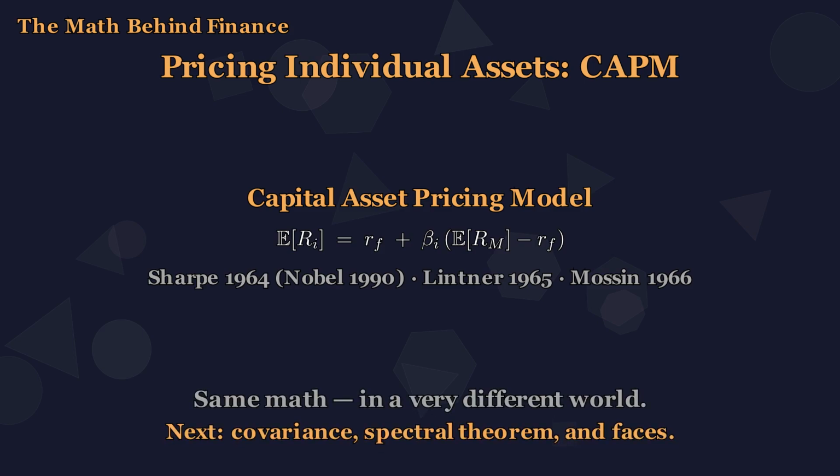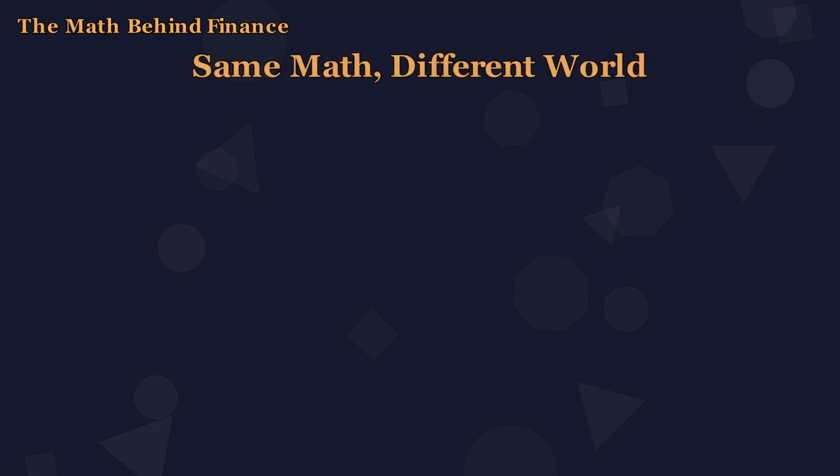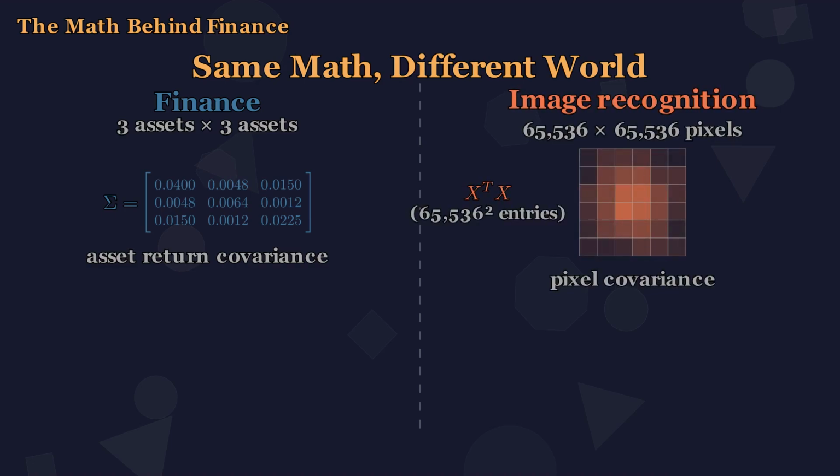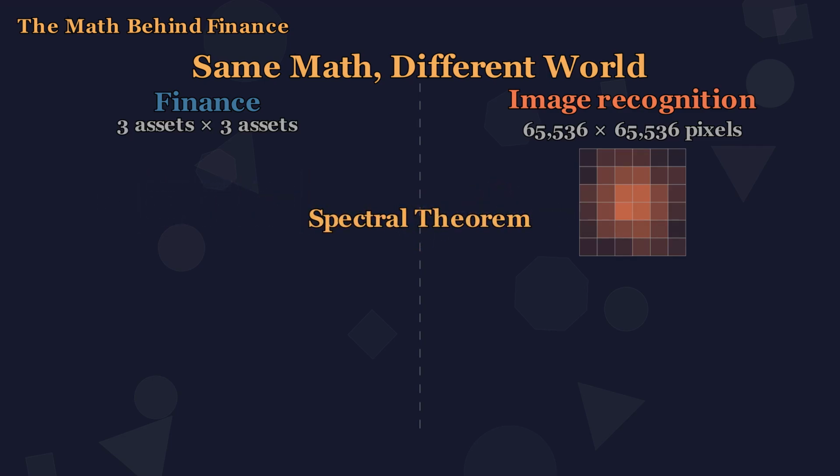But here's where things get interesting. The covariance matrix that built all of this also builds something completely unrelated. Here's something remarkable. The covariance matrix sigma that built our entire portfolio theory has a twin, a much, much bigger one, living in a completely different world. Both matrices are symmetric. Both are positive semi-definite. The diagonal holds variances, which can never be negative. And that's enough. The spectral theorem applies.